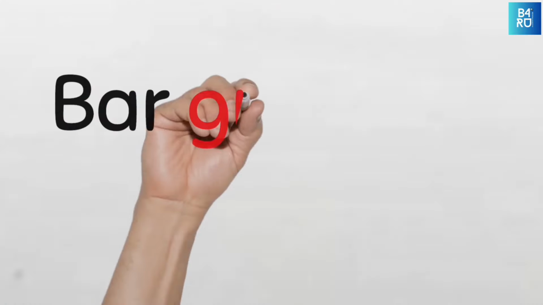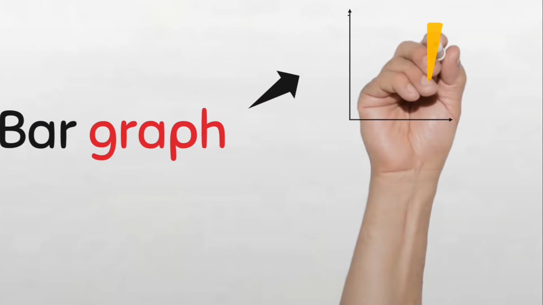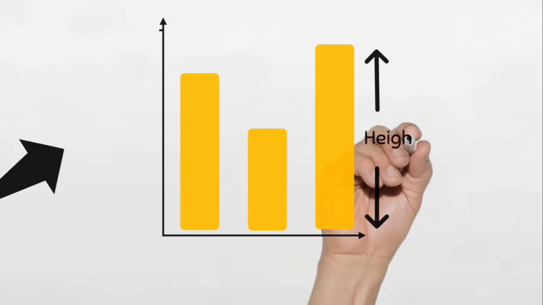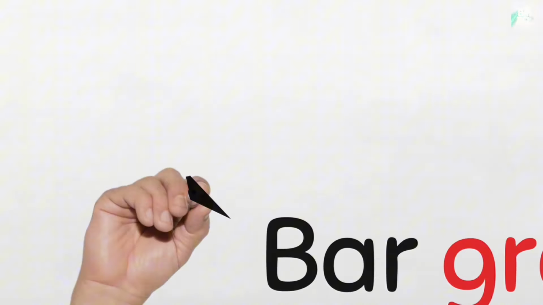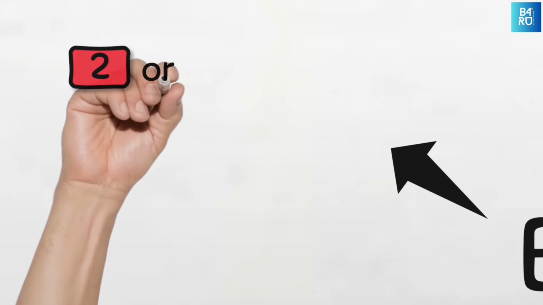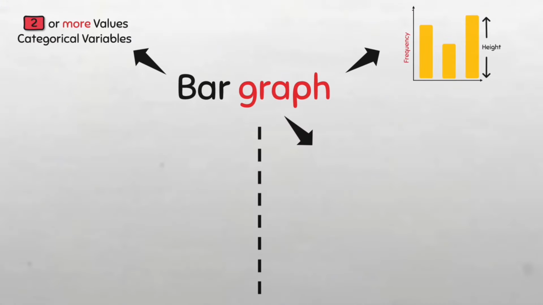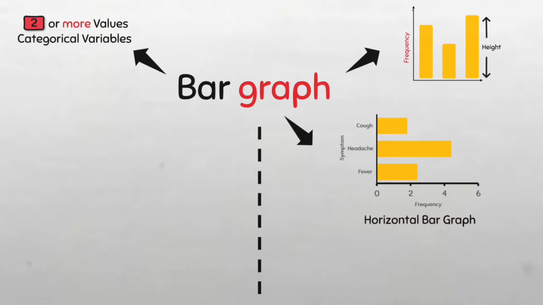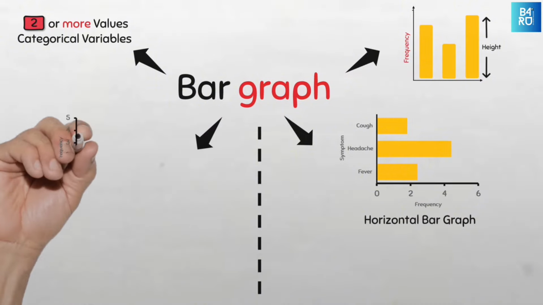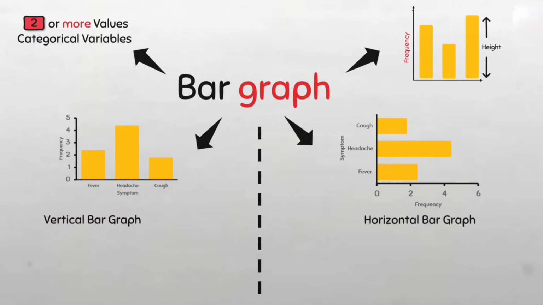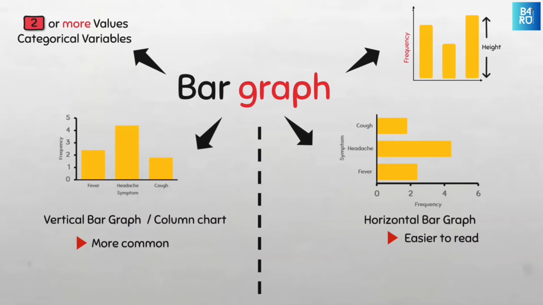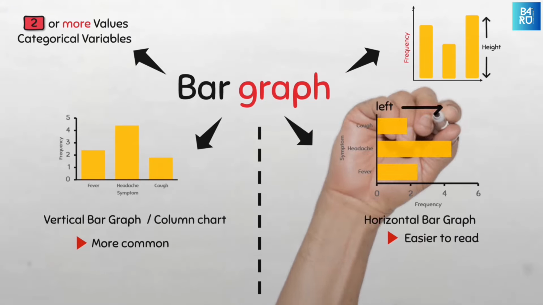A bar graph is a diagram made up of bars whose heights or lengths represent the frequencies of the different categories of data. It is used to compare two or more values of categorical variables. Bar graphs can be oriented either horizontally as horizontal bar graphs or vertically as vertical bar graphs, also known as column charts. Though vertical bar graphs are more common, horizontal ones are easier to read since the layout is just the same as how we process information, as many people read from left to right.